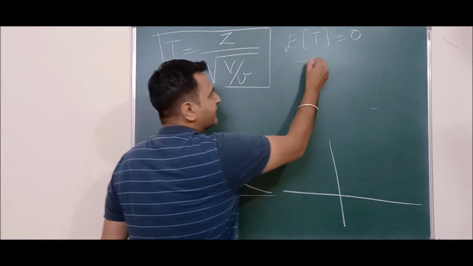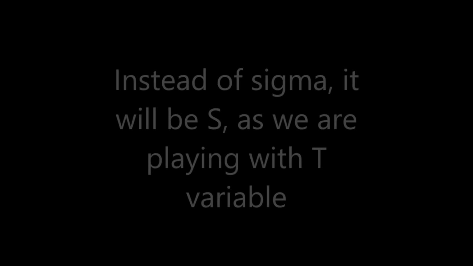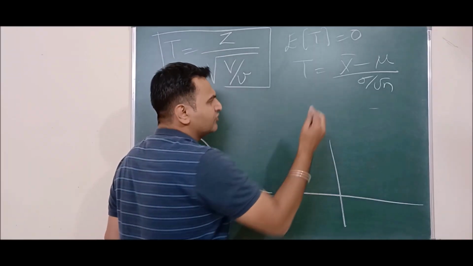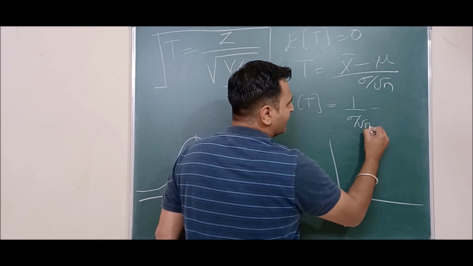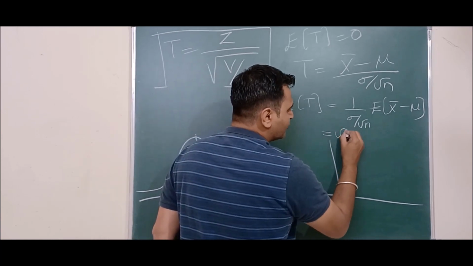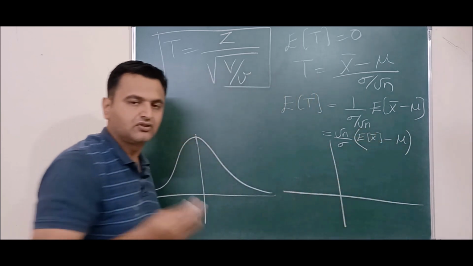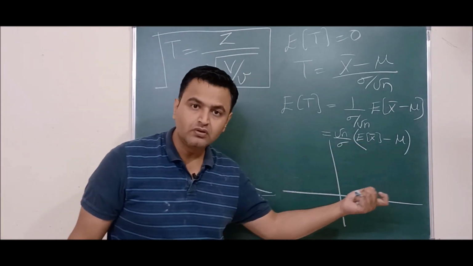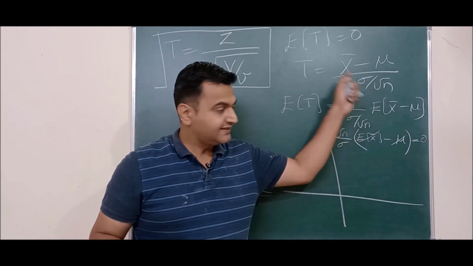I will show that the expectation of t is zero for a specific case, which is x bar minus mu upon sigma by root n. So this is very obvious. Why? Because what is the expectation of t? It is the expectation of this whole thing, but this is a constant, so it will come out into the expectation of x bar minus mu. But expectation is linear in nature, so this is root n by sigma, expectation of x bar minus expectation of mu. But the expectation of mu is mu, the expectation of a constant is always that constant. But what is the expectation of x bar? Thanks to the central limit theorem, the expectation of x bar is also mu, so this goes away. Therefore, it is zero.